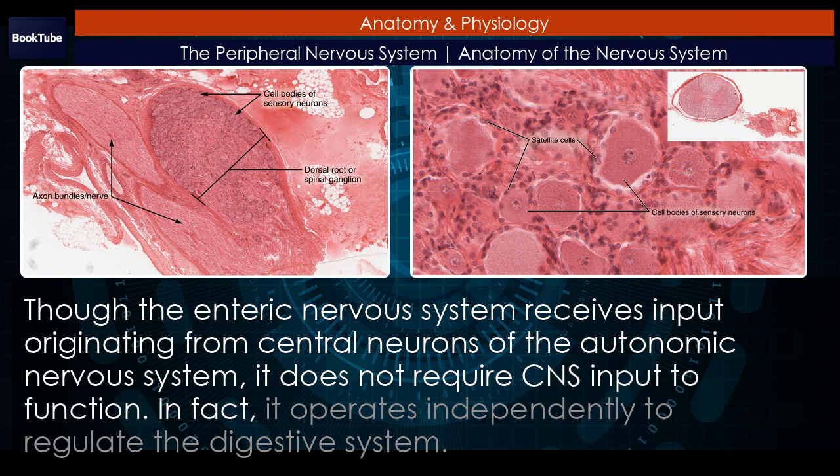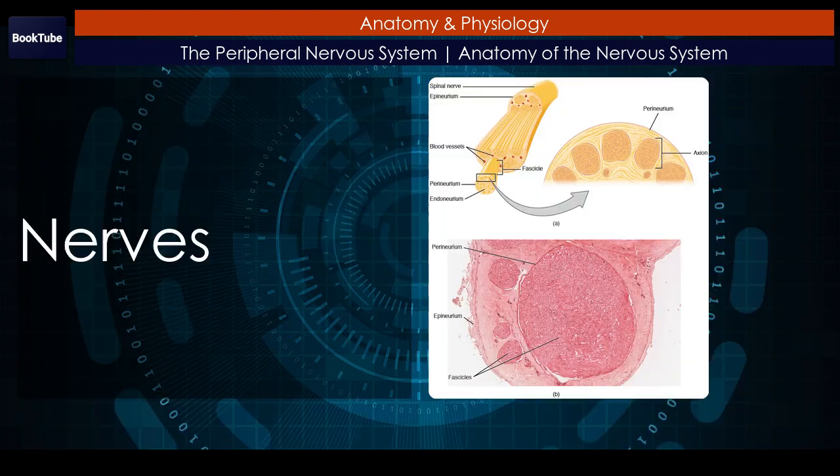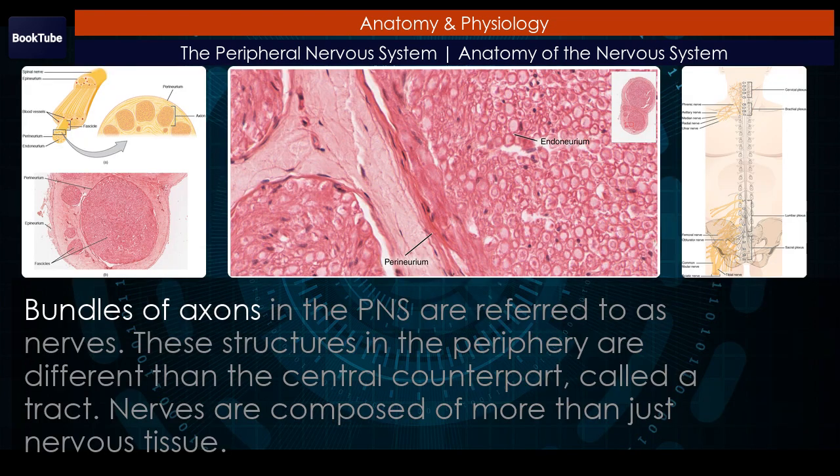In fact, it operates independently to regulate the digestive system. Nerves. Bundles of axons in the PNS are referred to as nerves. These structures in the periphery are different than the central counterpart, called a tract.